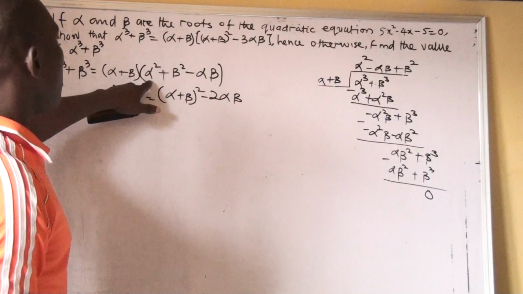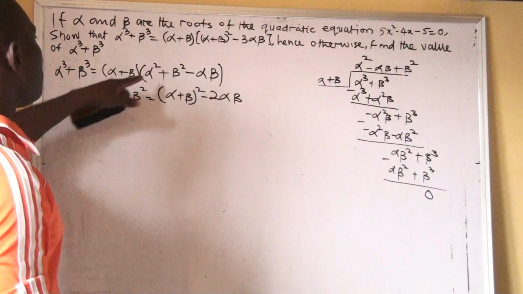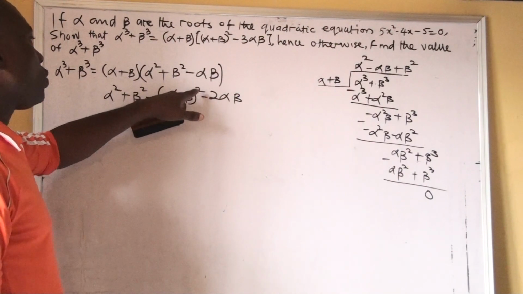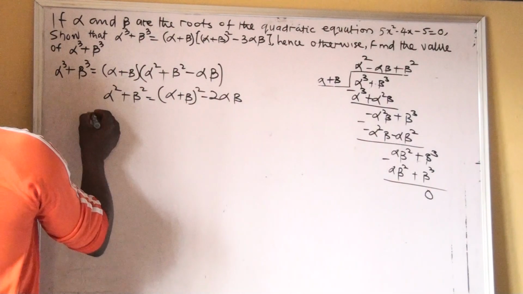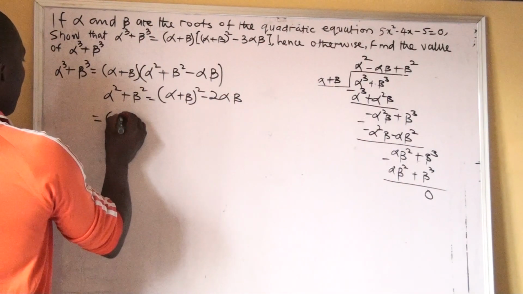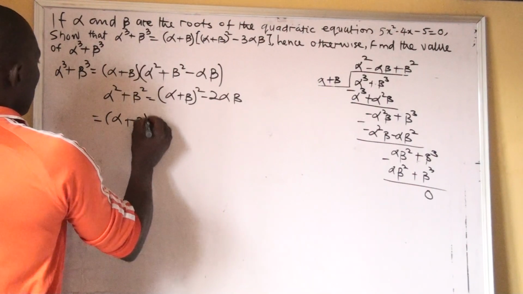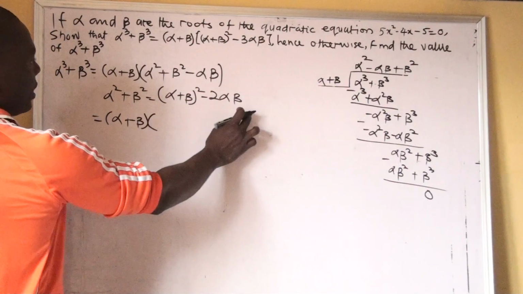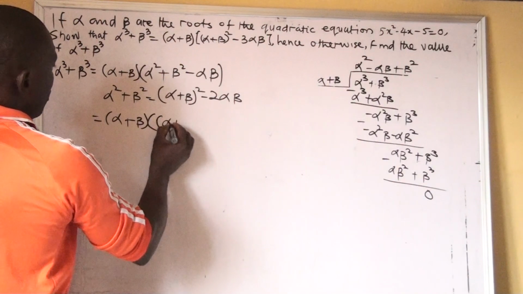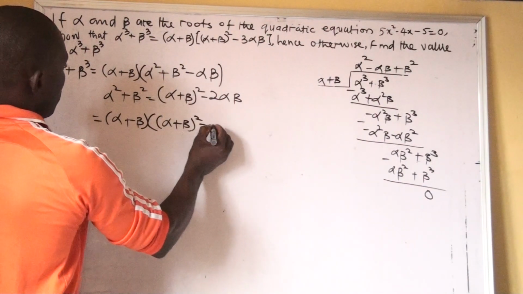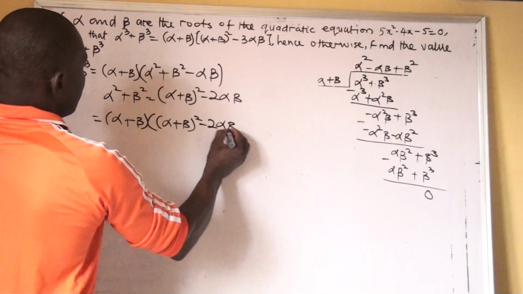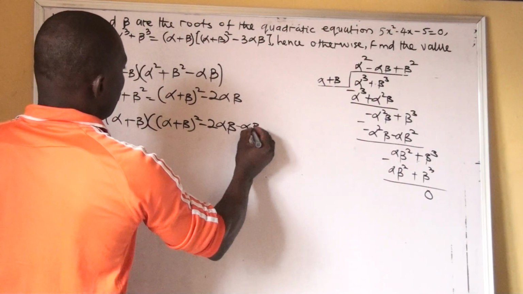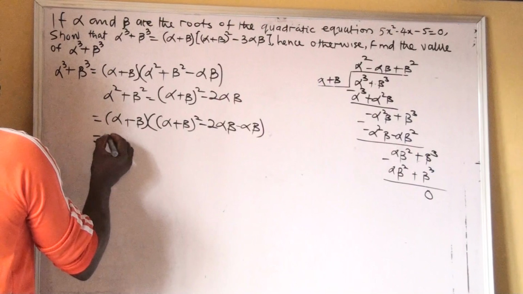So in place of alpha squared plus beta squared in this expression, we substitute (alpha plus beta) all squared minus 2 alpha beta, so that here becomes alpha plus beta, open bracket. In place of alpha squared plus beta squared, we are replacing it with this expression, alpha plus beta all squared minus 2 alpha beta. And here we also have a minus alpha beta, so we write it, minus alpha beta. We close our bracket. Alright, so we continue here.